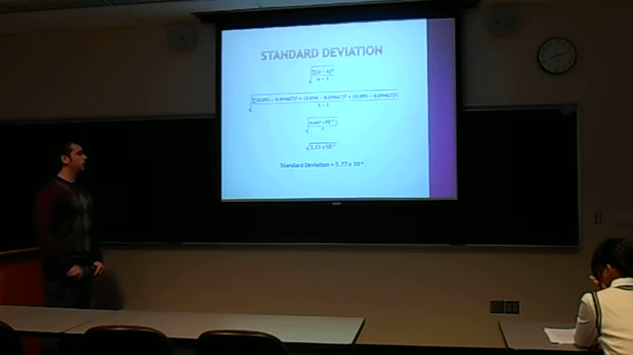To find the standard deviation, we had this equation to start with, and we filled in each x 3 different times, subtracted the average, and squared it to get this answer here. And we divided by 2 because n equals 3 and then minus 1 is 2. Our standard deviation was 5.77 times 10 to the negative 4th.